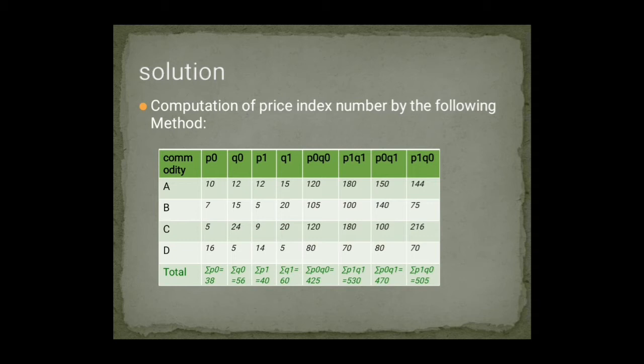Next, current year price and current year quantity. 12 into 15 is 180. 5 into 20 is 100. 9 into 20 is 180. 14 into 5 is 70.